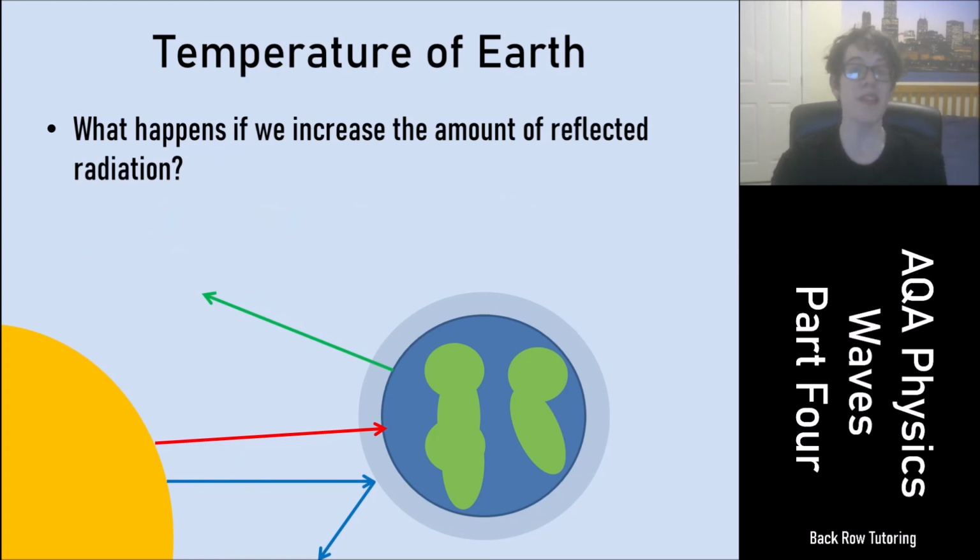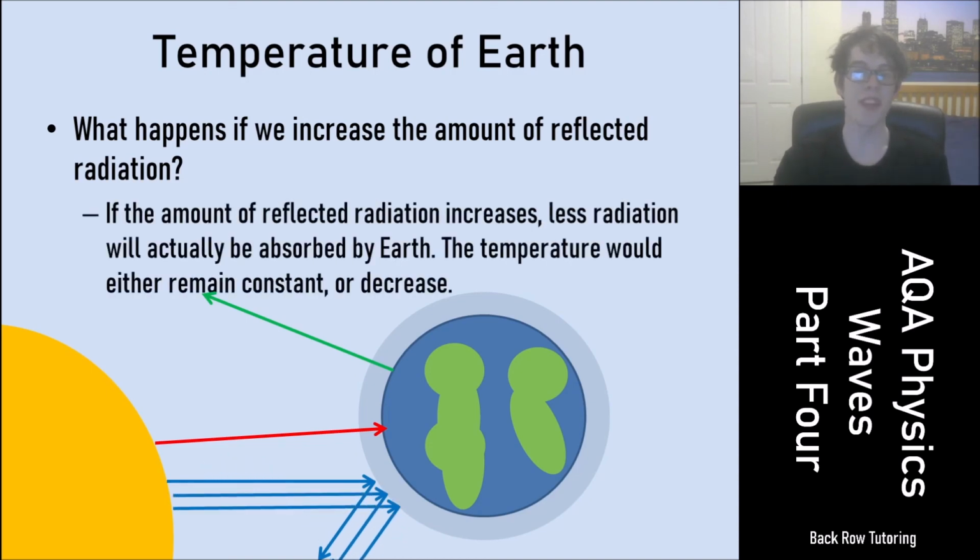What happens if we increase the amount of reflected radiation? Well, if the amount of reflected radiation increases, less radiation will actually be absorbed by the Earth. The temperature would either remain constant or it would decrease.